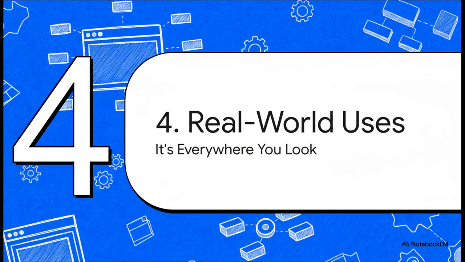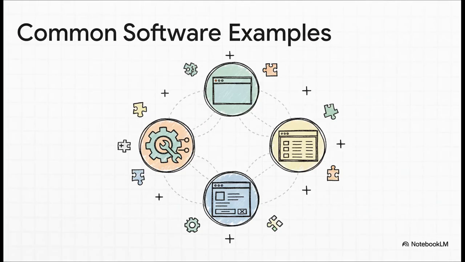Okay, that's the theory. Now for the fun part. Let's look at some surprising real-world uses of this architecture. You're going to see it in places you probably didn't expect. So we've already touched on web browsers and developer tools like Eclipse. But this pattern is the secret sauce behind some absolute powerhouse apps. I'm talking about Jenkins, which automates software development, or Jira for project management.